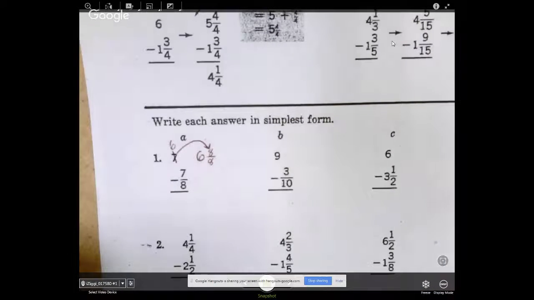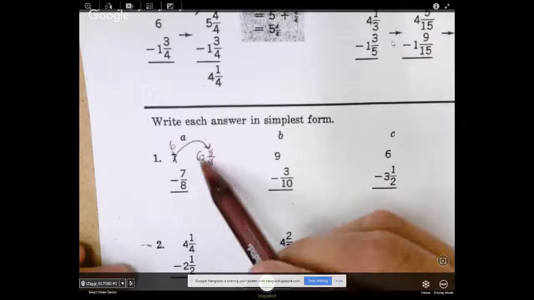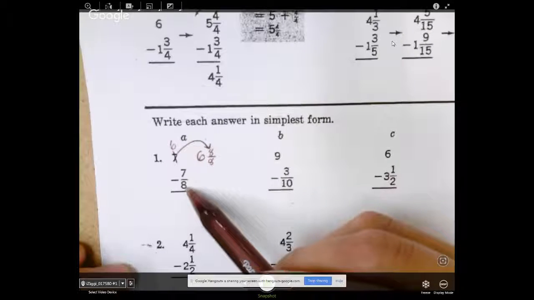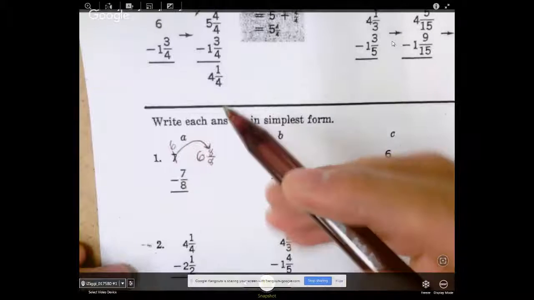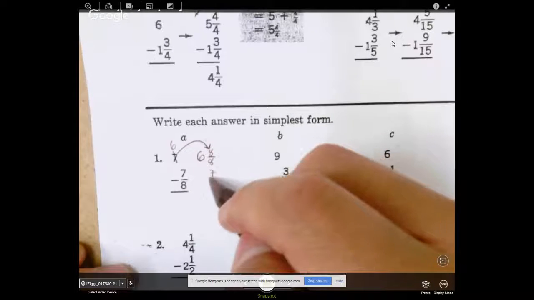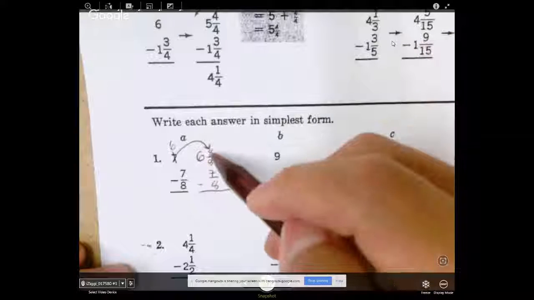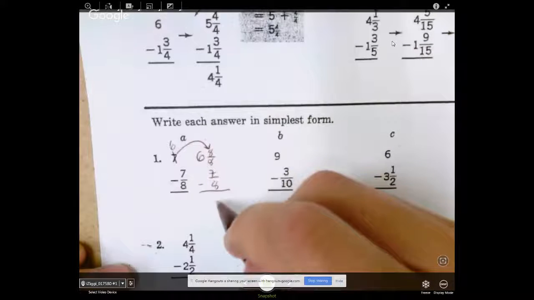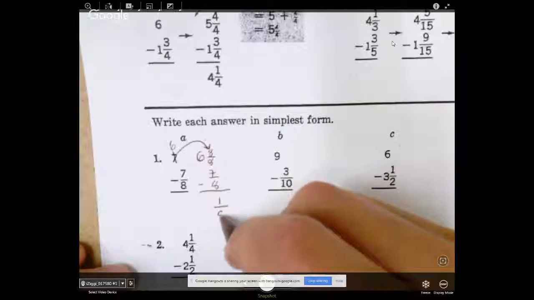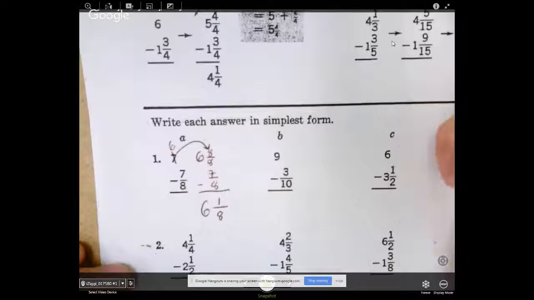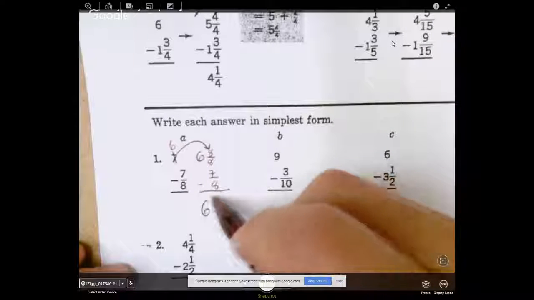Okay, so I've done a couple things. I borrowed from the 7, and I've gotten common denominators. So this will be 7 over 8, subtracting. Okay, so 8 minus 7 is going to give you 1, and I still have the denominator of 8, and I'm just going to bring down the 6. Okay, so 6 and 1/8.